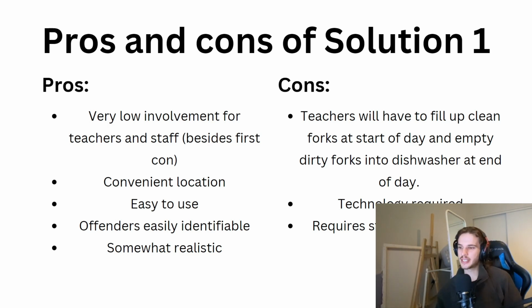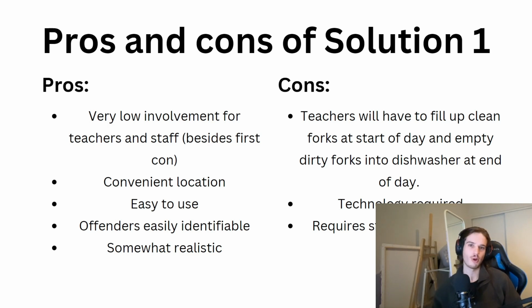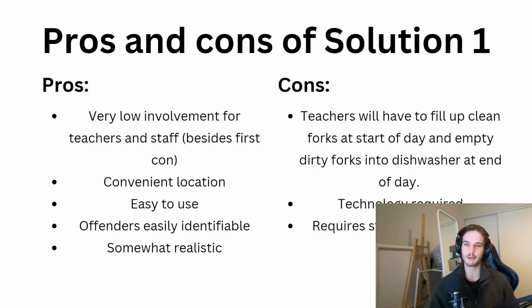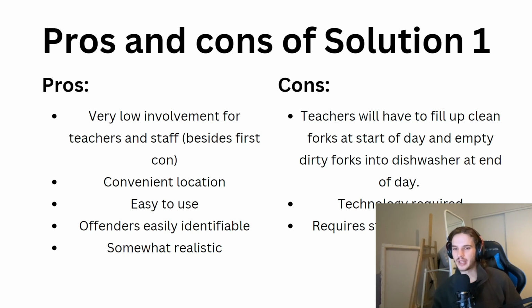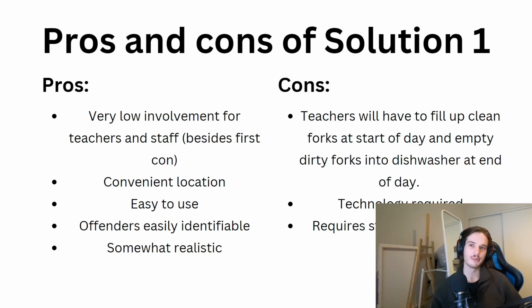The offenders are easily identifiable with a unique ID card attached to every student's name. Straight away, we'll know who the offenders are. It is also probably, of this list, the most realistic solution. However, two other cons besides the one mentioned before is that it would require a lot of technology and development to make this, and it would also require students to constantly carry around an ID card with them.